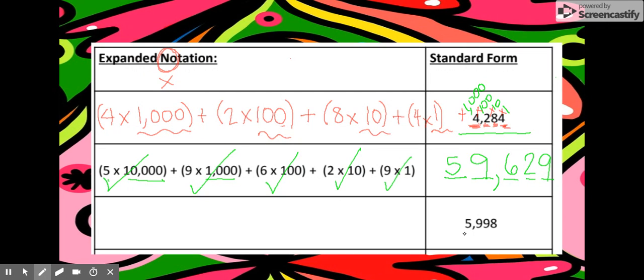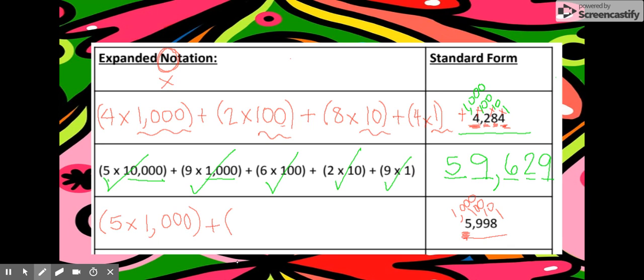Okay, last one. We've been given the standard form, which says 5,998. We need to do our trick and write 1, 10, 100, 1,000 above each numeral. This sets us up so well for expanded notation. Always, always, always start in the largest place value. In this case, it's the thousands place, and the number in the thousands place is a 5. So we're going to say 5 times 1,000, which we all know has a value of 5,000.